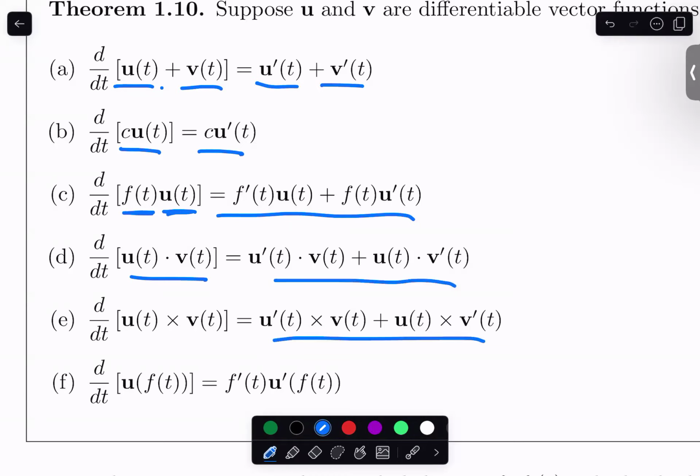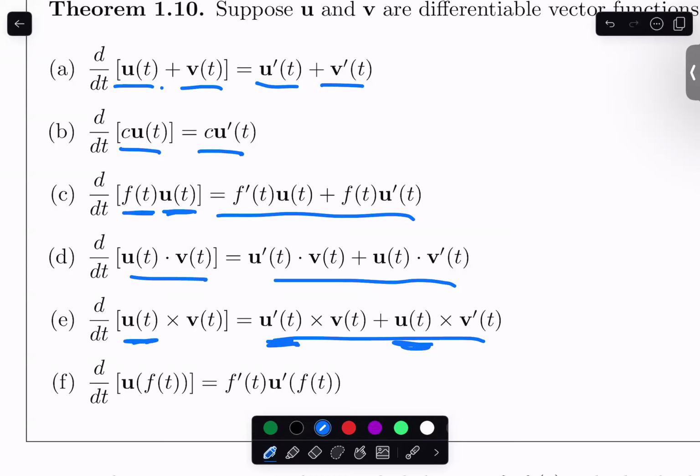With a cross product, remember that the order matters. With a dot product, you're allowed to do this in either order. But for the cross product, it really matters that the u's stay on the left. Whatever's on the left should stay on the left. Whatever's on the right should stay on the right. Because for cross products, if you start flipping those, you're going to incur negative signs.